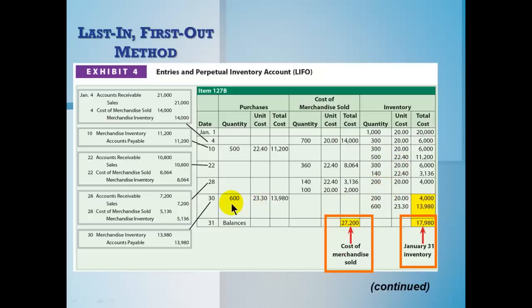Now, the last thing that happened was I added a layer of inventory of 600 units at 23.30, so that's where they are. And so now my ending inventory balance under a LIFO assumption is 17,980. Cost of goods sold was 27,200.